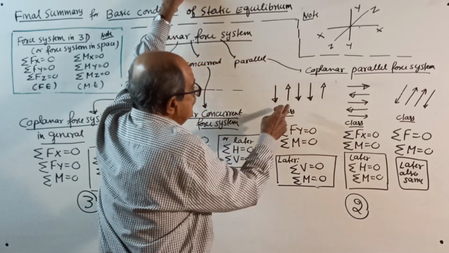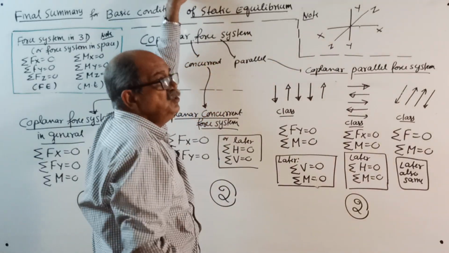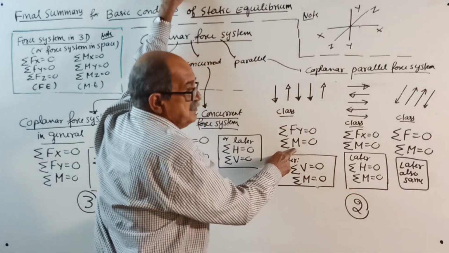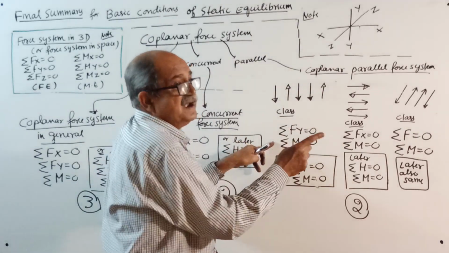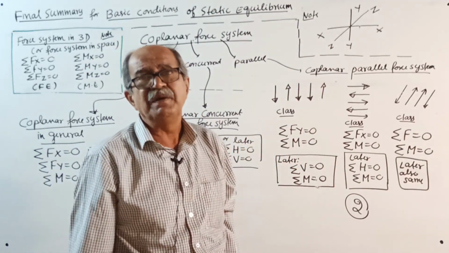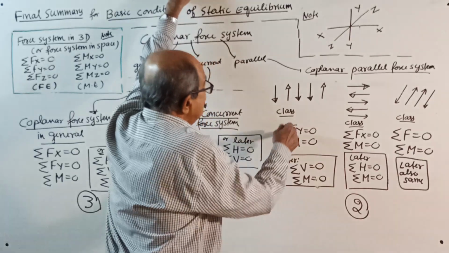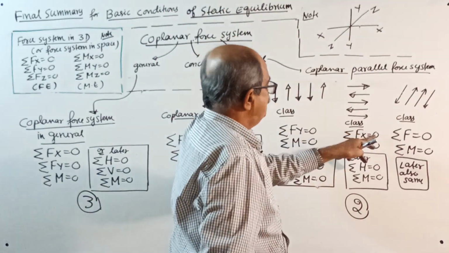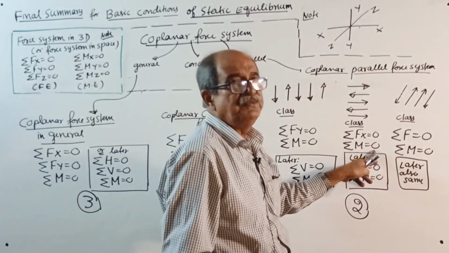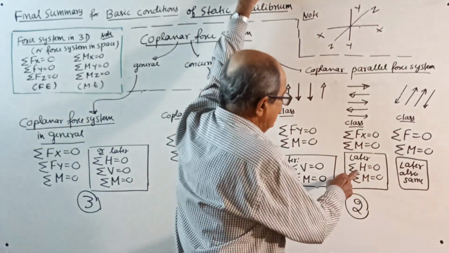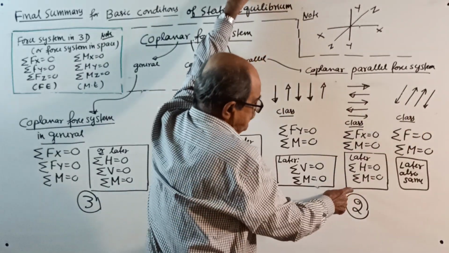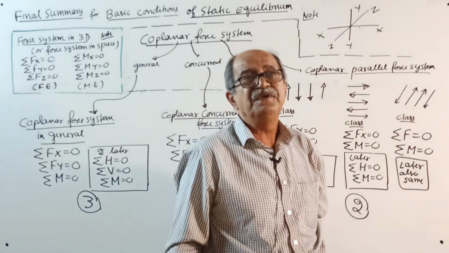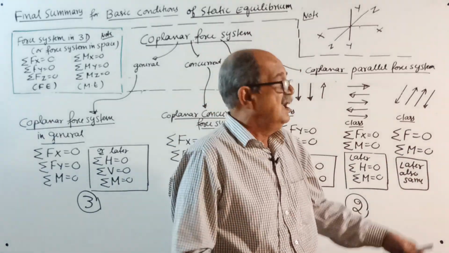Here, all the forces are in y direction, so no summation in the x direction. So, sigma Fy = 0 and sigma M = 0. Right here, you should write sigma Fx = 0 is not applicable. Later we will write sigma V = 0 and sigma M = 0. Here, sigma Fx = 0 and sigma M = 0. Sigma Fy is not applicable. Later we will put sigma H = 0 and sigma M = 0. Here, sigma F = 0, no resolution required.